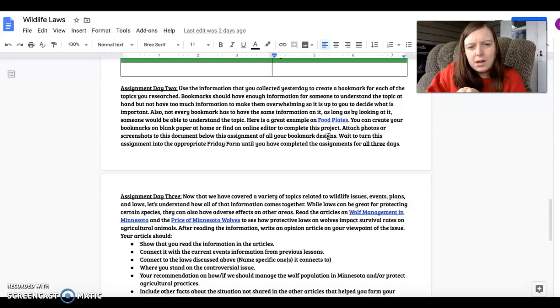So for the assignment for day 2, this is going to help you understand that a little bit better. First, we're going to use the information that we collected yesterday to create a bookmark for each of the topics that you researched. Bookmarks should have enough information for someone to understand the topic at hand, but not so much information that they become overwhelming. So it is up to you to decide what is important in this situation and what may not be.